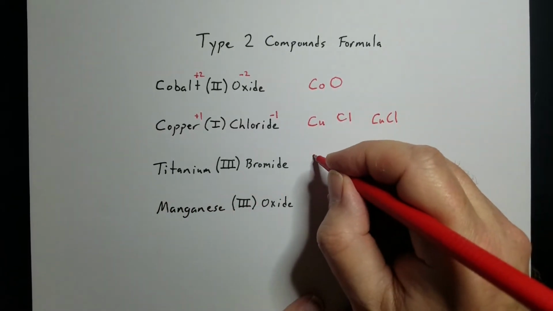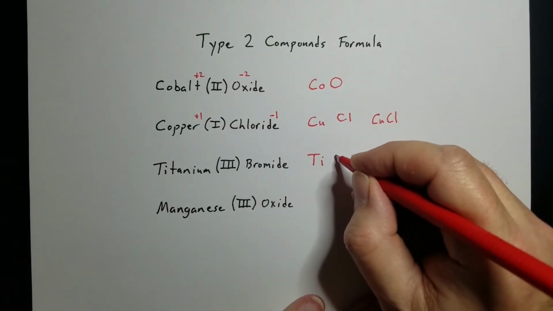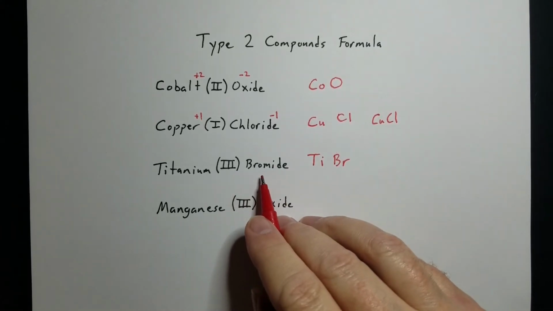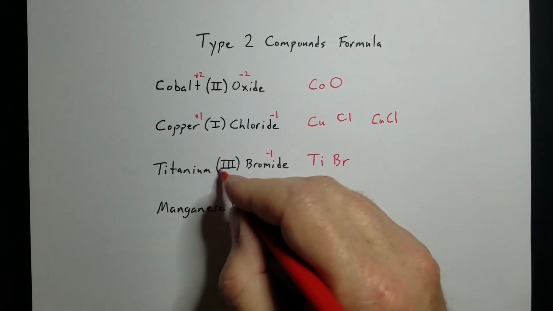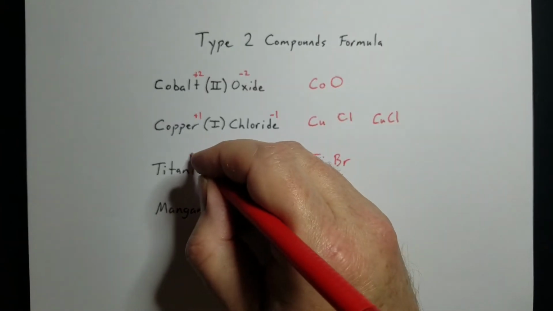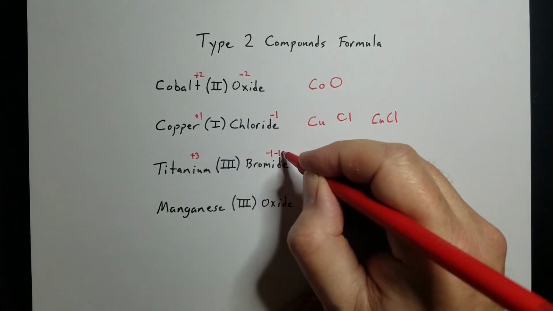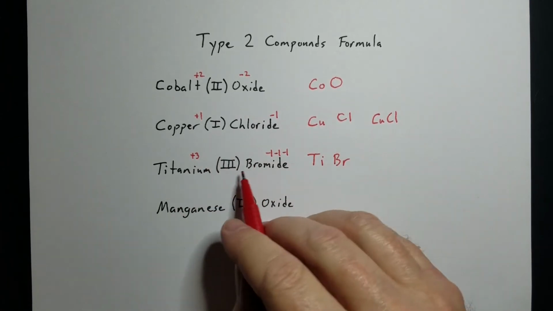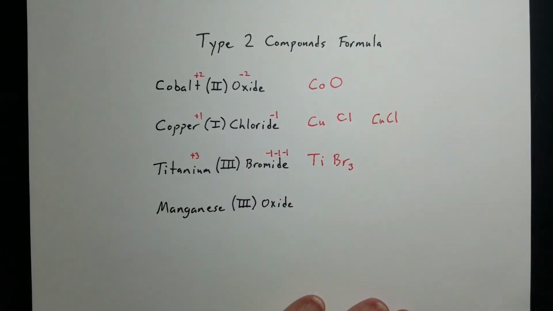Titanium, Ti, bromine, Br. All right, now let's see. Bromine is in the -1 column. Titanium, that Roman numeral is 3, so it's a +3. So we need to balance this out. So we need a total of 3 over here, -3, +3, add up to 0. So this would be 1 titanium and 3 bromides.